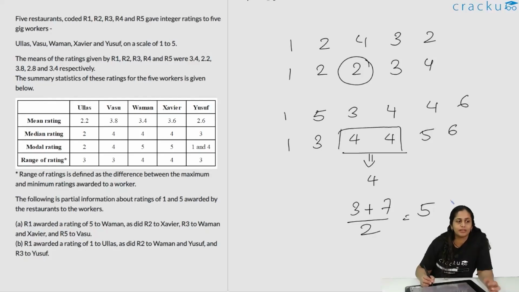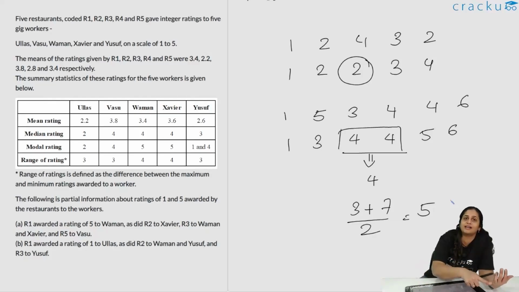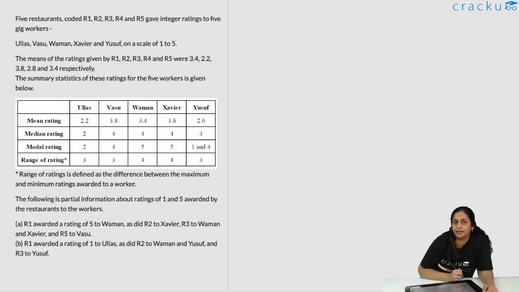And it is possible that the median, in that case, is a decimal value, because the sum can be odd and then you will get 0.5. Or it can be not even a part of the set. It's basically the average of the middle two terms. So this is mean and median.